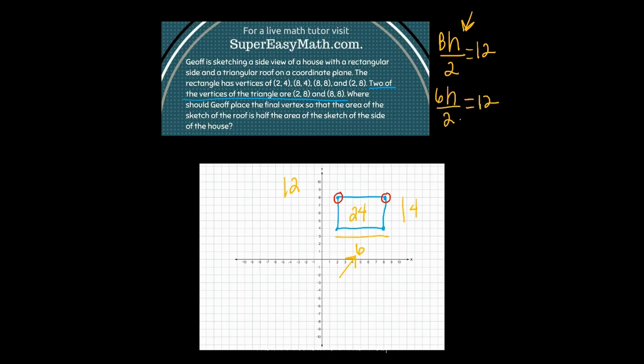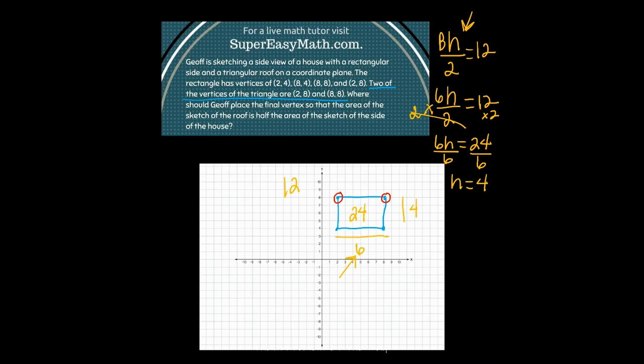Now we're going to solve for h. We need to get the h on one side of the equal sign by itself, so in order to do that, we're going to use inverse operation. Right now I can see that the left side is being divided by 2, so I'm going to multiply by 2 on both sides. This cancels out, and I'm left with 6h equals 24. Divide by 6 on both sides, and I'm left with h equals 4. So that means the height of the triangle equals 4.